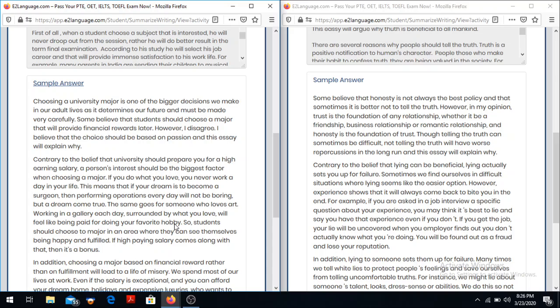Like some cricketers, it is their passion. They are playing cricket, they are enduring hardship, but they are playing because they enjoy it. Sometimes it has been observed that players are injured and disabled for a long time, but still they love to play, not for the money, but for the passion, for their own feeling. So students should choose a major in the area where they can see themselves being happy and fulfilled. If a high paying salary comes along with that, then it is a bonus.